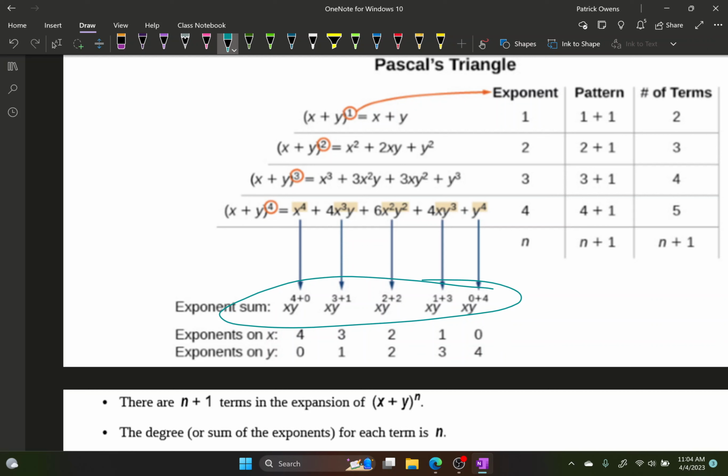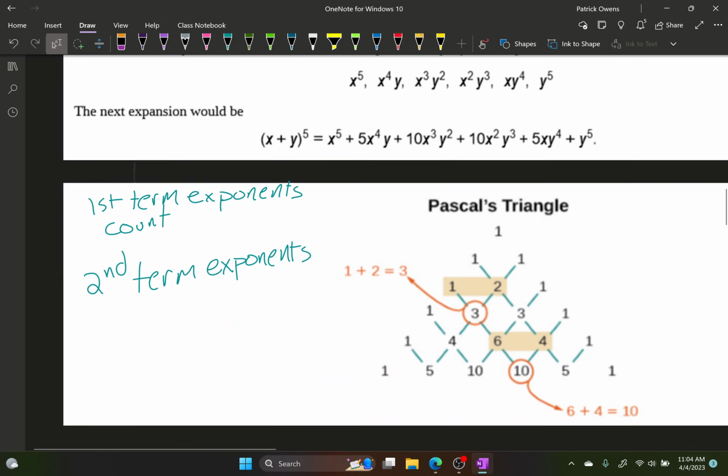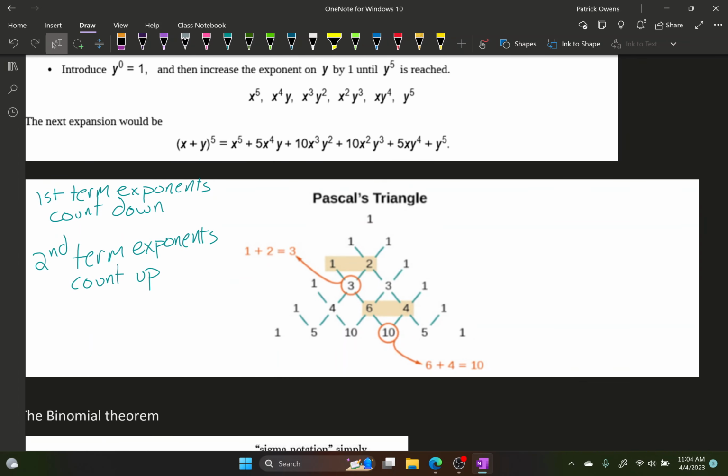Our first term is x to the fourth, y to the 0. 4 plus 0 is 4. Second term is x cubed, y to the first. 3 plus 1 is 4. And then so on with all of those different combinations. So what happens, and this just has a little more detail, our first term exponents are always going to count down. And our second term exponents are always going to count up. So that can help us out if we are doing an entire expansion.